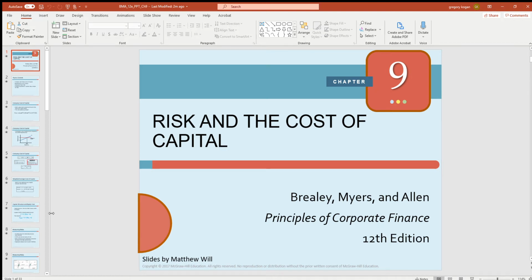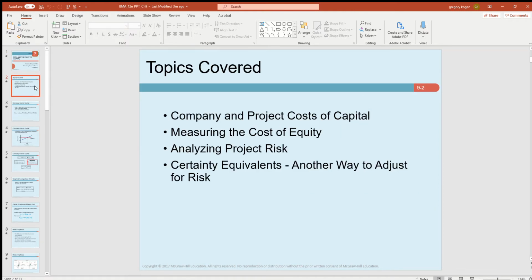So we're going over the risk and cost of capital. This is chapter 9. And this chapter is essentially going over how do you measure risk, measuring the cost of equity, analyzing project risk, and adjusting for risk.